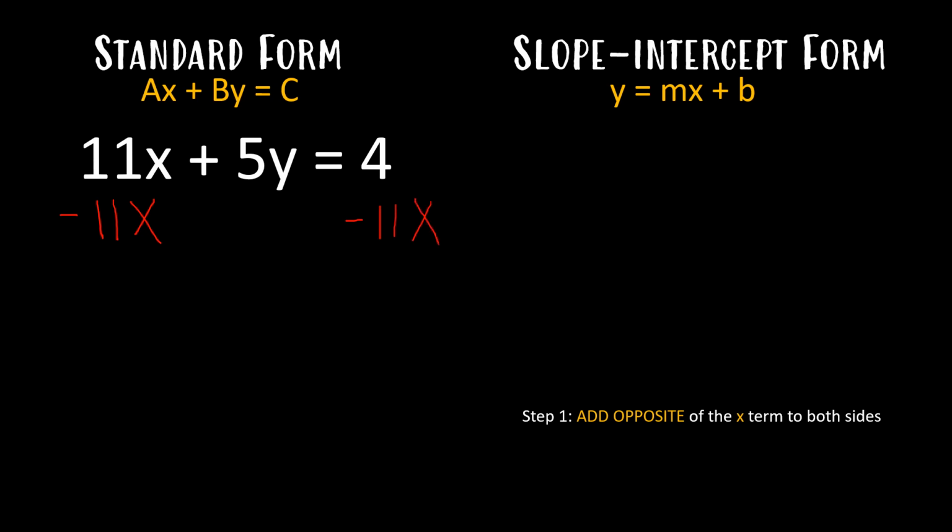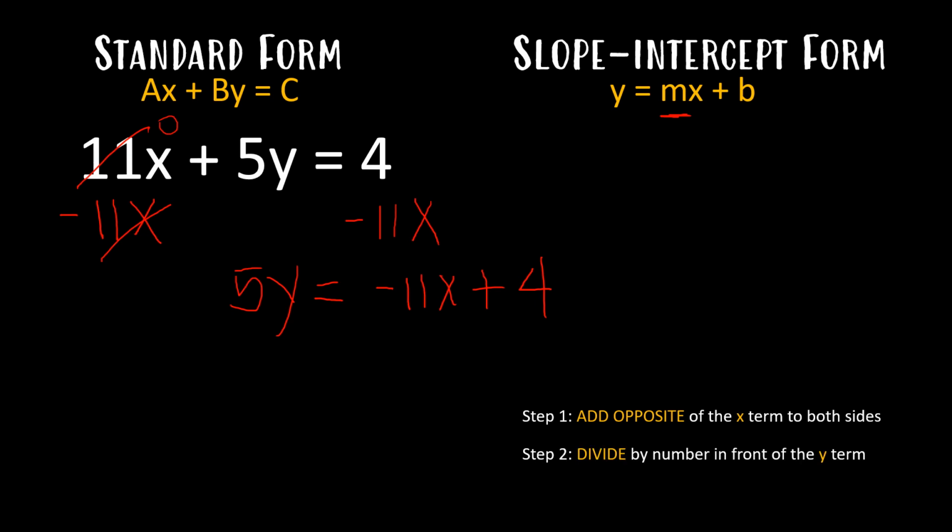Okay, so now 11x plus negative 11x. So that will be 0 na. So natira ay 5y equals. So again, hindi natin to pwede pagsamahin. So kopyahin lang natin. So unahin ang x term, negative 11x plus 4. So yan na yun. And then, the next step is to divide by number in front of the y term or yung katabi ng y.